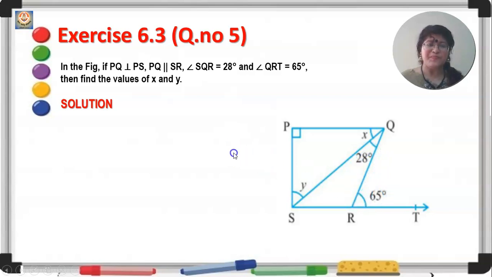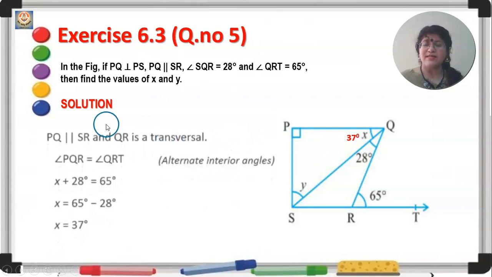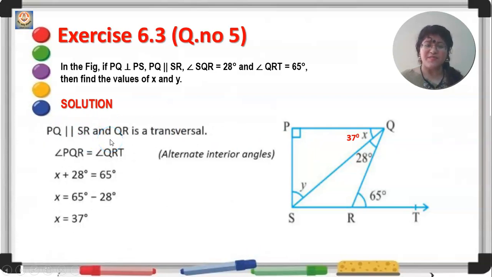Have a look at the solution. Now when you solve it, you will get this X as 37 degree. Make a note that PQ is parallel to SR. You could also write PQ parallel to ST, and QR is the transversal. Therefore, angle PQR is congruent to angle QRT because they are alternate interior angles. But what is PQR? PQR is x plus 28. So x plus 28 equal to 65 degree. Therefore, the value of x is 65 minus 28. You get x equal to 37 degree.